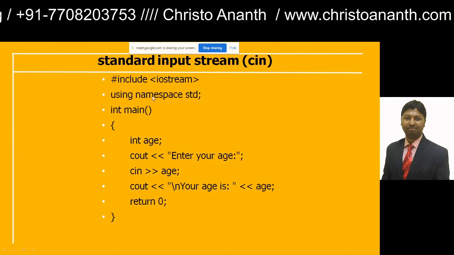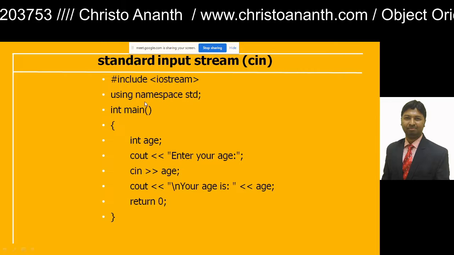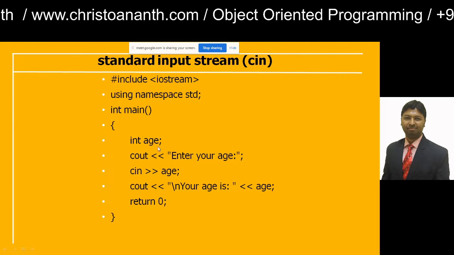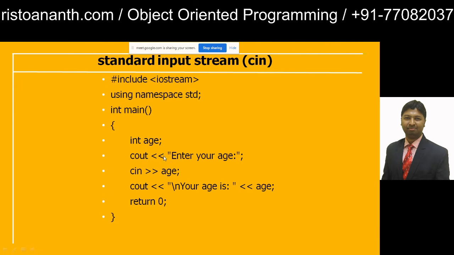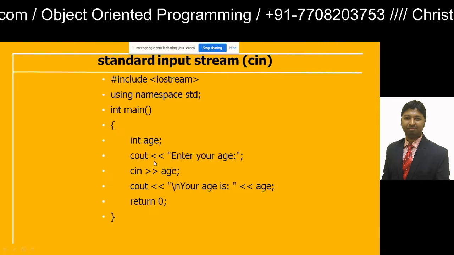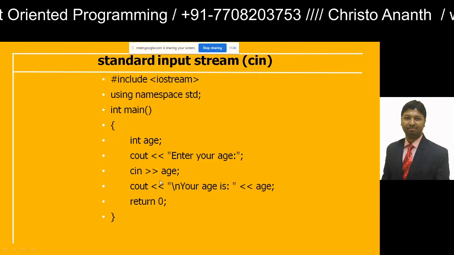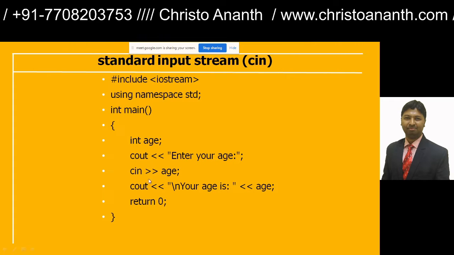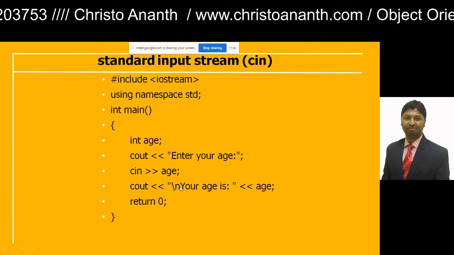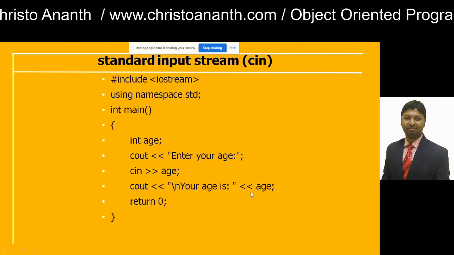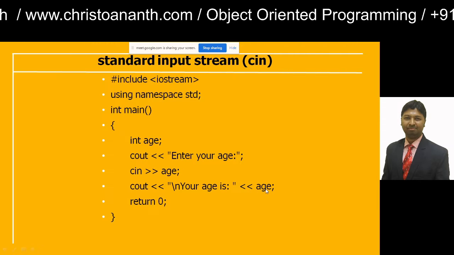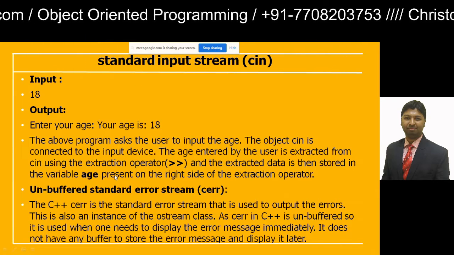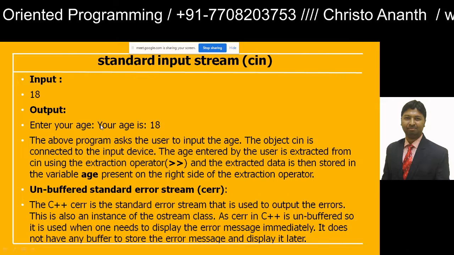So in the program you include #include <iostream>, using namespace std, int main. Here you declare the variable called age, and then with cout you print, using the double less than symbol, "Enter your age". Then with cin you are getting the age as input, so you have the double greater than symbol, and then cout "Your age is" followed by the age, and return 0. Whenever you are asked to enter your age, say 18, it then says your age is 18.